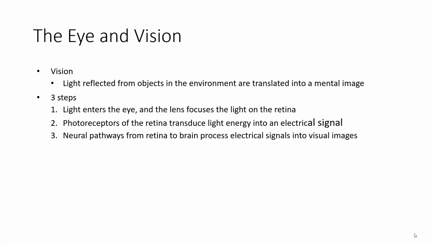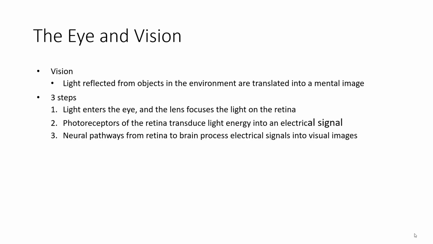Which brings us to the eye and vision. This is the last special sense we'll talk about. This takes up quite a bit of space in the chapter, but I have distilled this down into just the essentials that I really want you to know. Vision is how the brain perceives light that's been reflected from objects in its environment. A light wave gets reflected off an object, enters the eye, and then gets translated into a mental image that we then perceive.